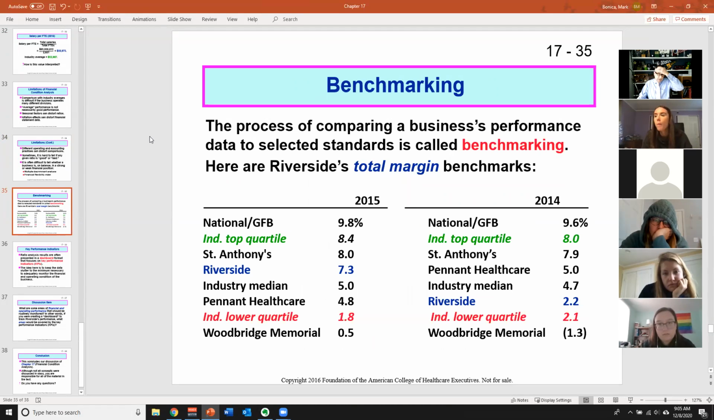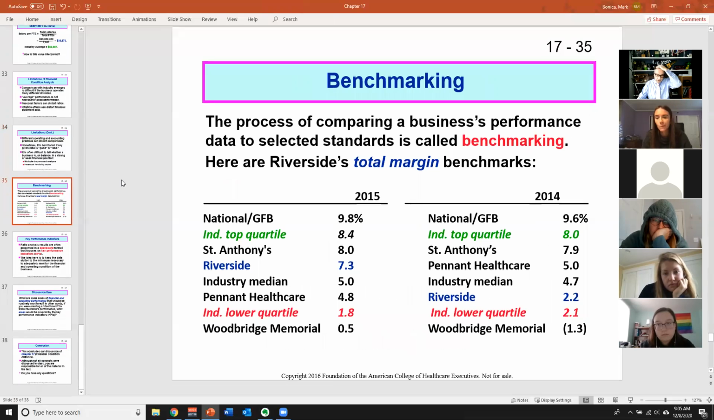So benchmarking, we've been talking about this, comparing organizations to benchmarks. You want to look at where your organization falls with respect to the rest of the organizations. So I think our nominal case was Riverside. We're comparing Riverside total margin to several competitors as well as industry averages. So you typically look at quartiles, right? So you have the top 25%, which is 88.4 and above.